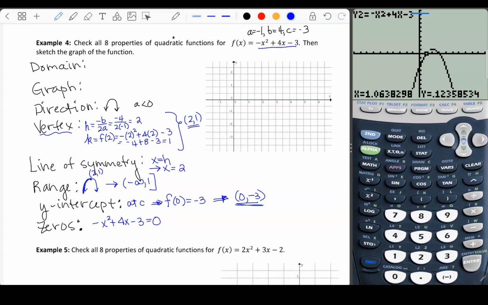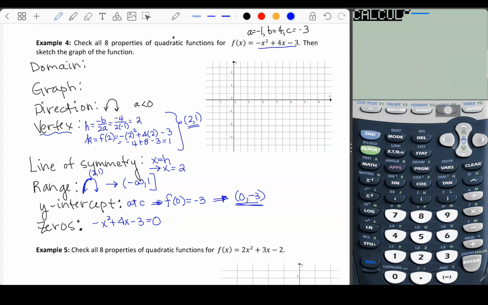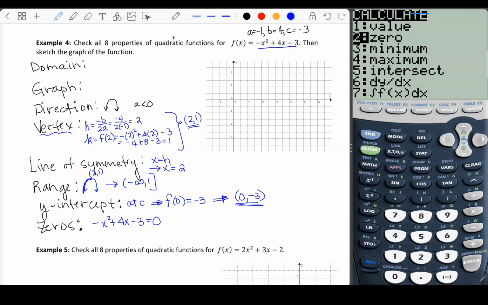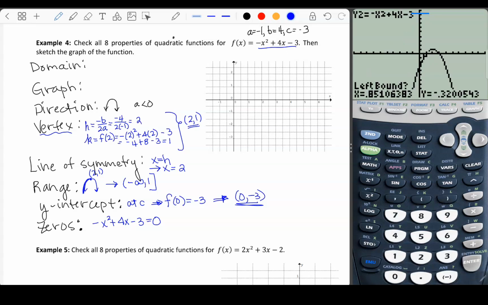Okay, there's our zeros. So second calculate, choose number 2, and then left bound, right bound, which is really saying below the x-axis, above the x-axis, yes. And we get x equals 1 as a solution. Do it again. This case is going to be above the x-axis, below the x-axis, take a guess, and we get x equals 3. So our zeros are at (1, 0) and (3, 0).